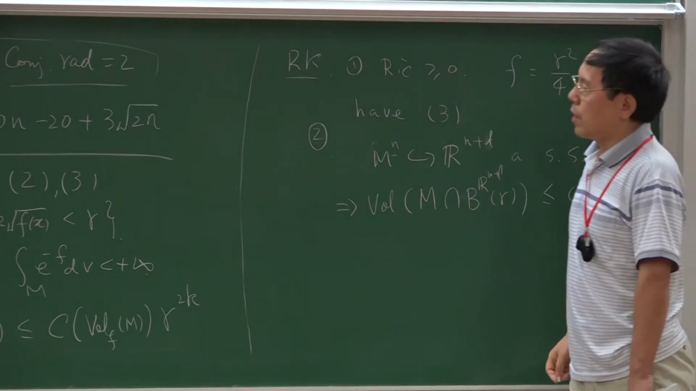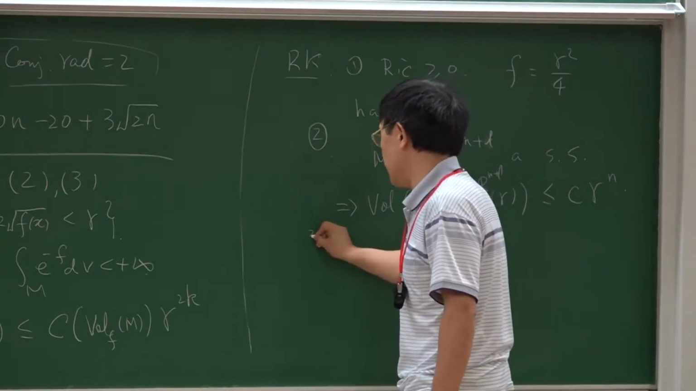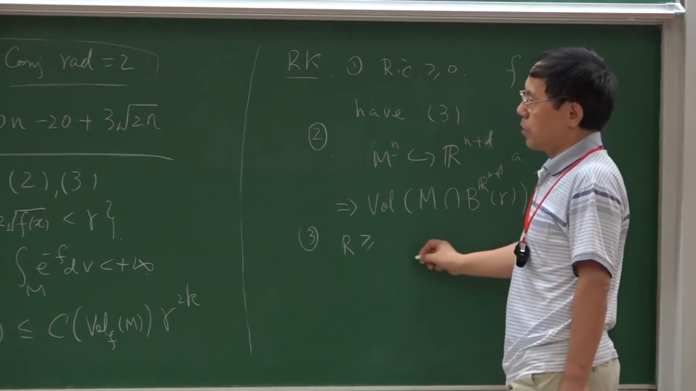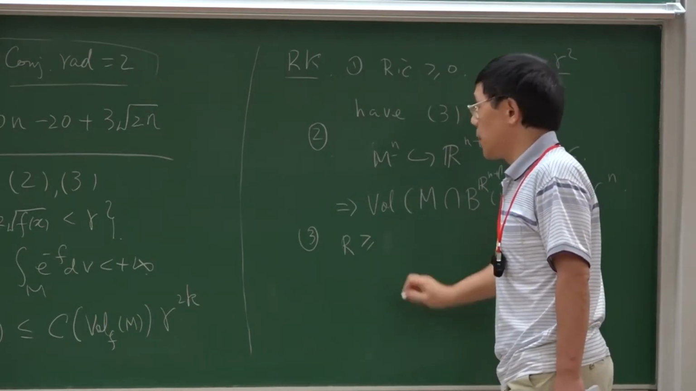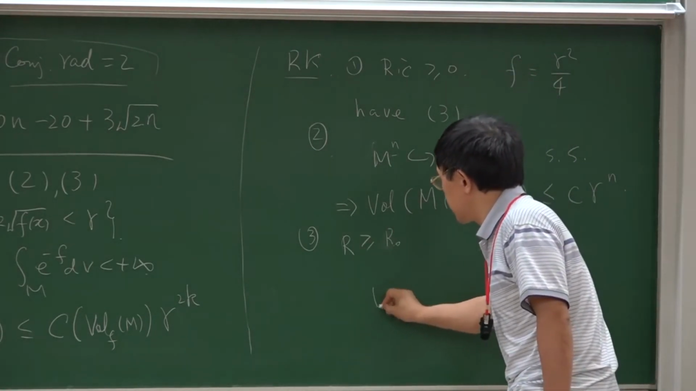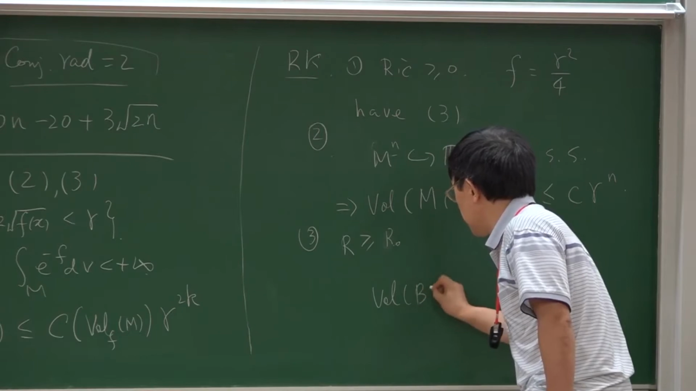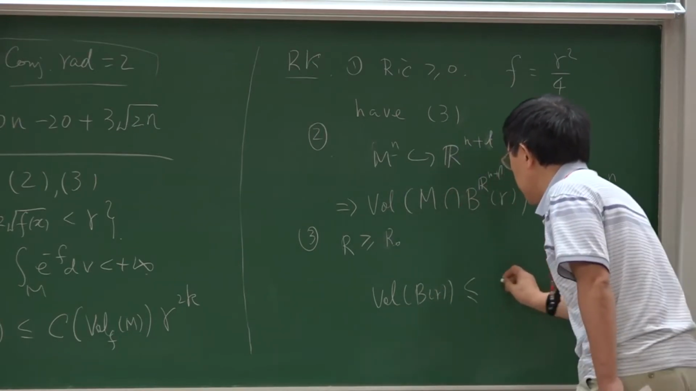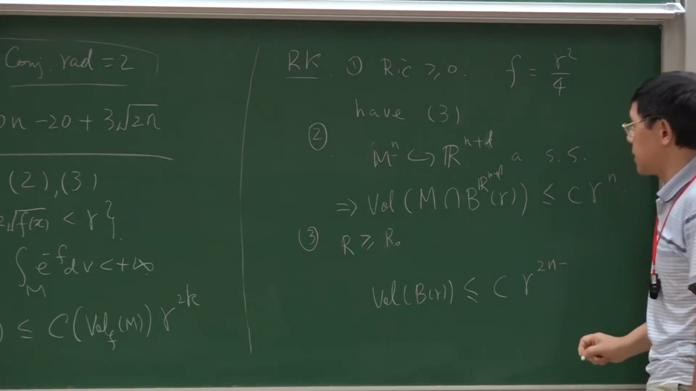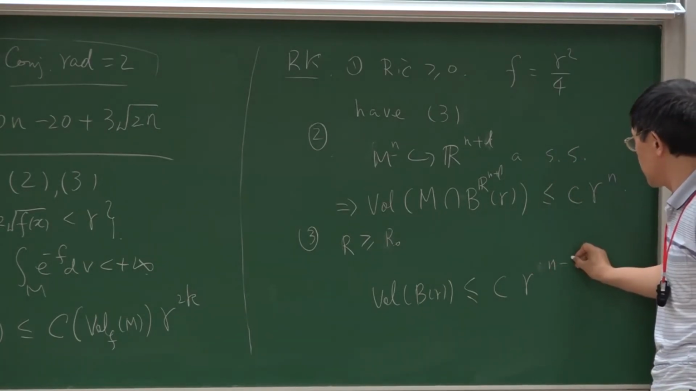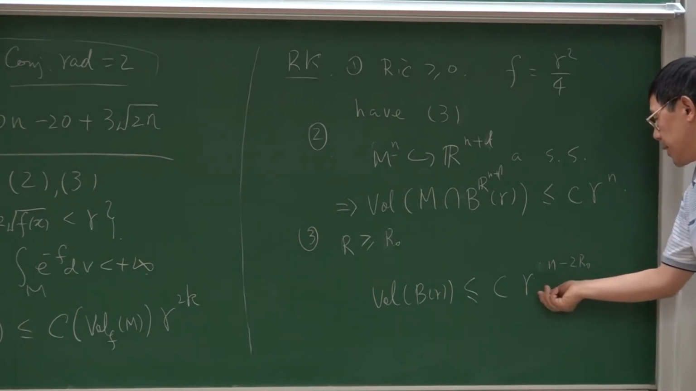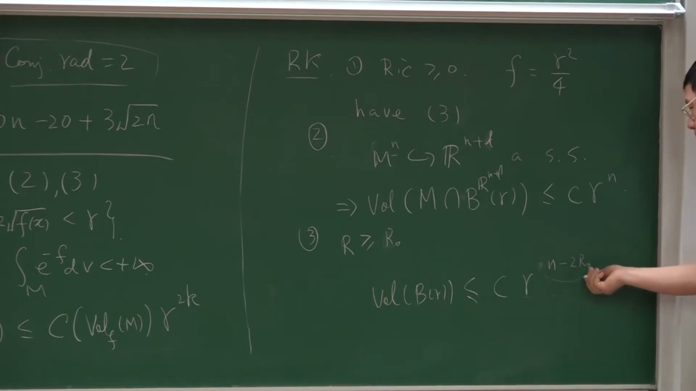Also, I have another small remark. If the scalar curvature is bigger than or equal to some constant, let's say R0, so you have a better estimate: volume of ball less than or equal to C r to the 2n plus n minus 2R0. So you have a better estimate in the order here.